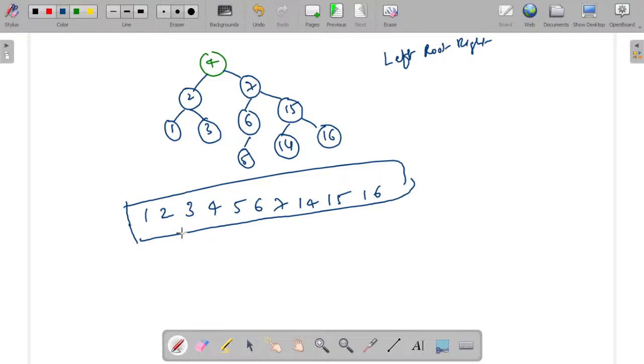I hope everyone is clear with this topic. Shall we move on to the next topic, deletion in AVL tree?